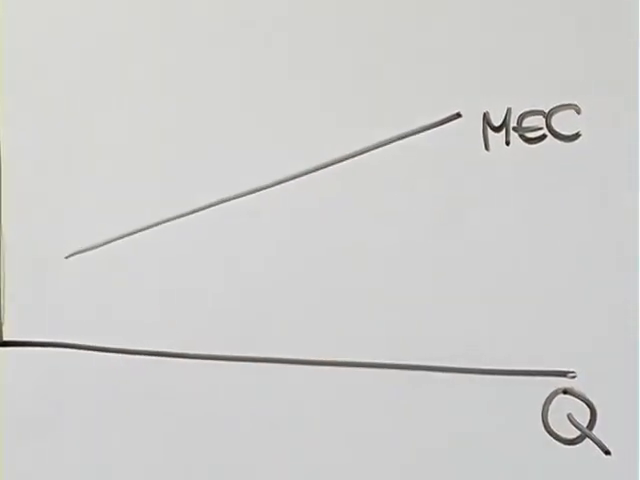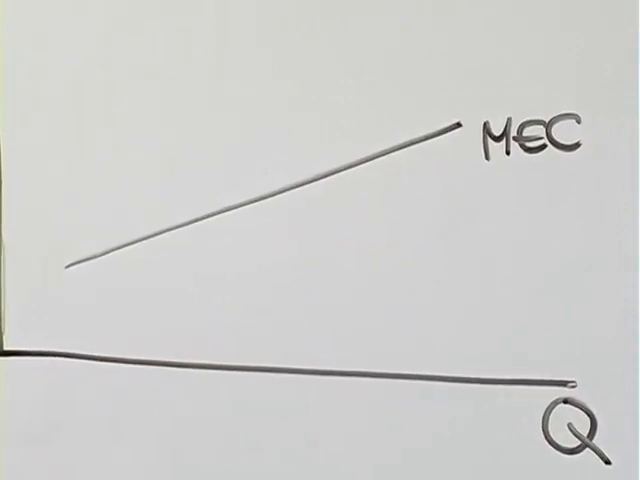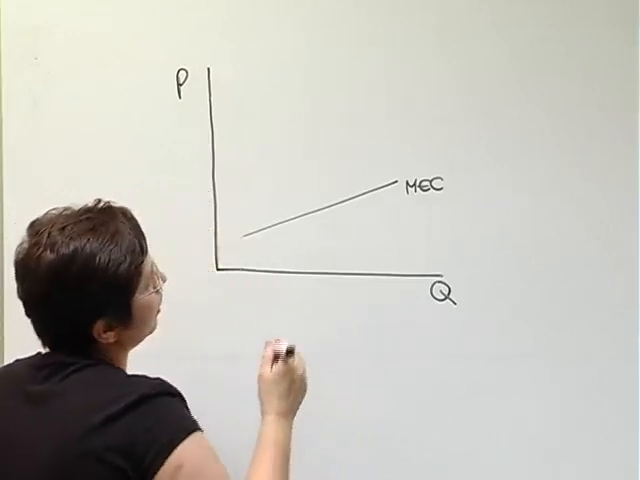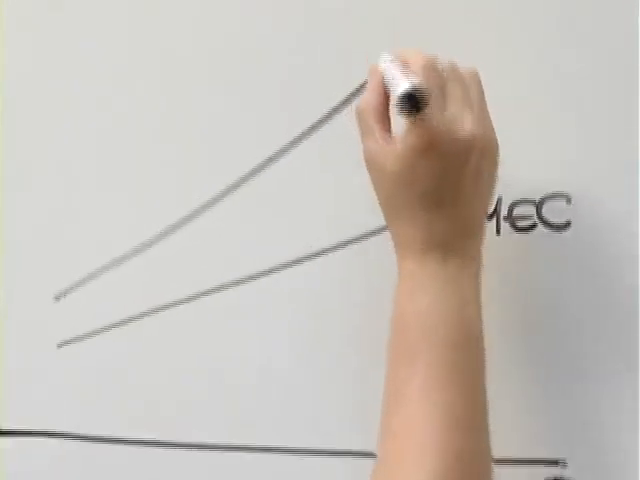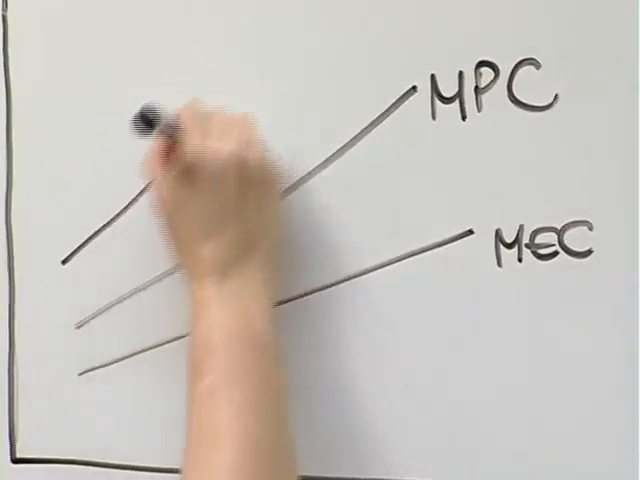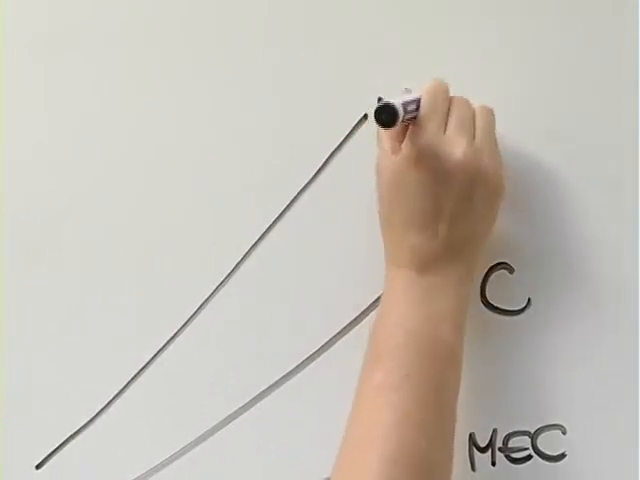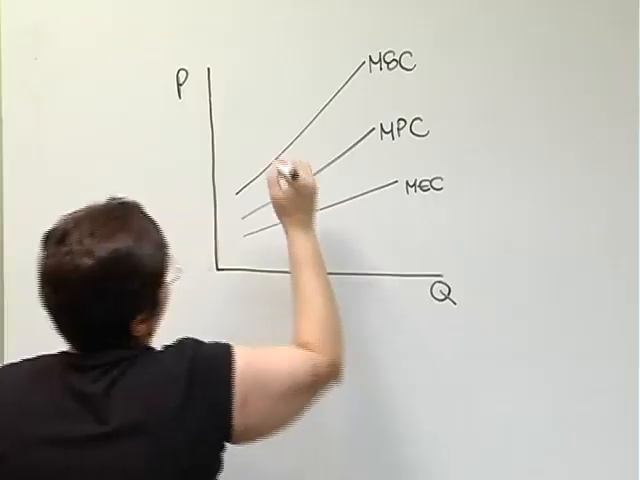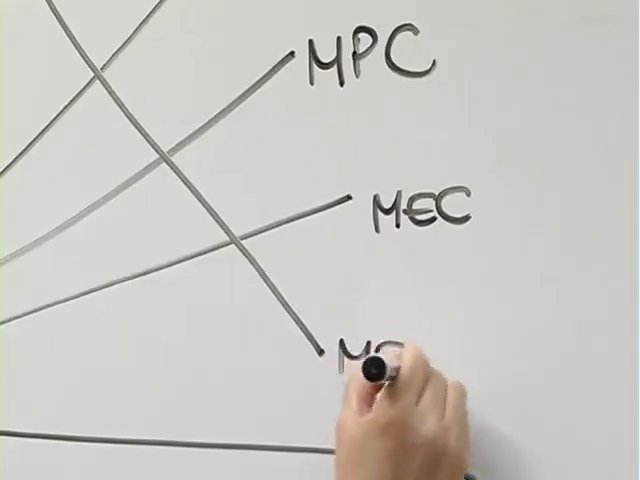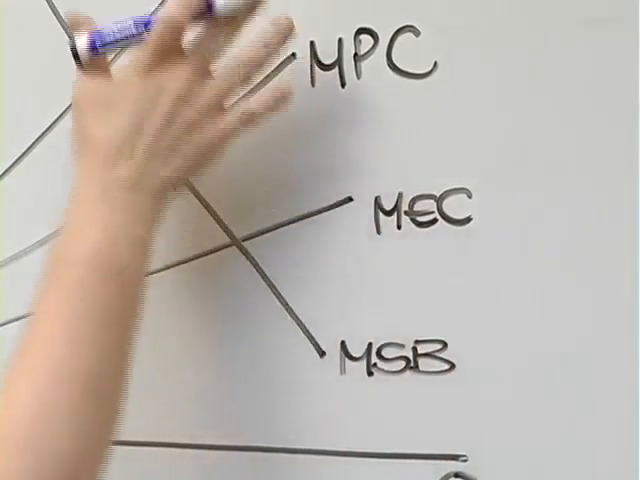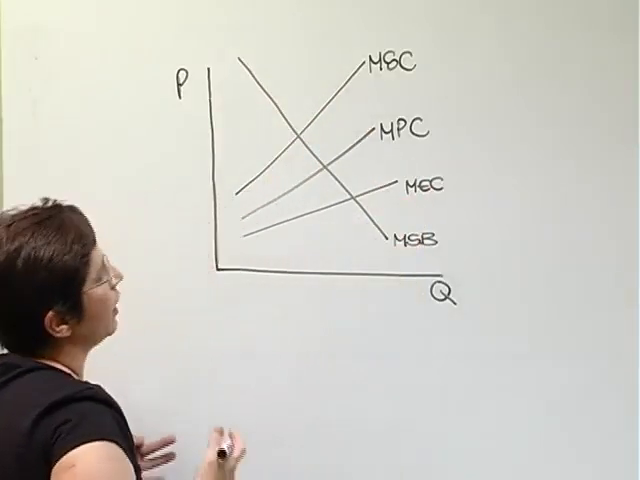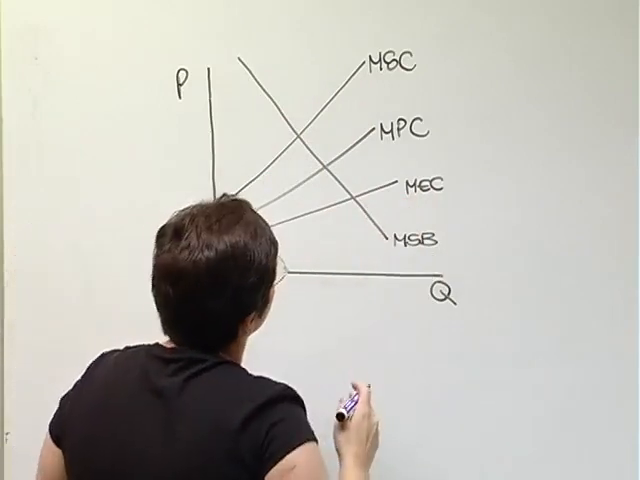Now you might not see this diagram specifically like this in your textbook, but you will see the marginal private cost curve and the marginal social cost curve. This curve is the marginal social benefit curve. So it's all cost curves. And with supply curves, you'll normally see that they increase from left to right.